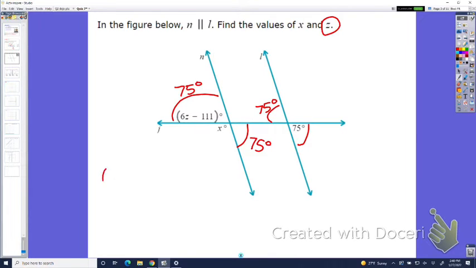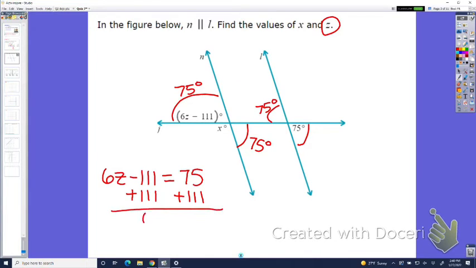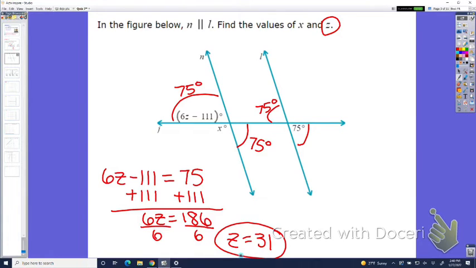So 6z minus 111 has to be equal to 75. You can write a mini equation there. It's a 2-step, so we're going to add 111 to both sides. You get 6z equals 186. If you divide both sides by 6, you get z is 31. You can double check: does 6 times 31 minus 111 actually equal 75? This is 186 minus 111, and yes, that does equal 75.